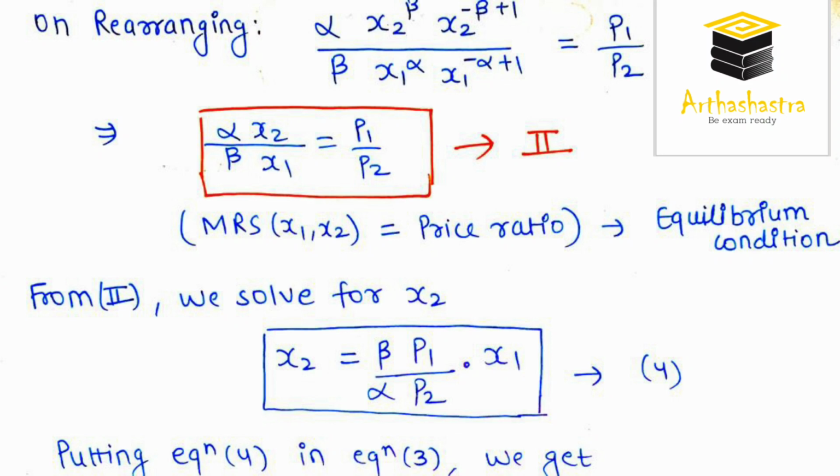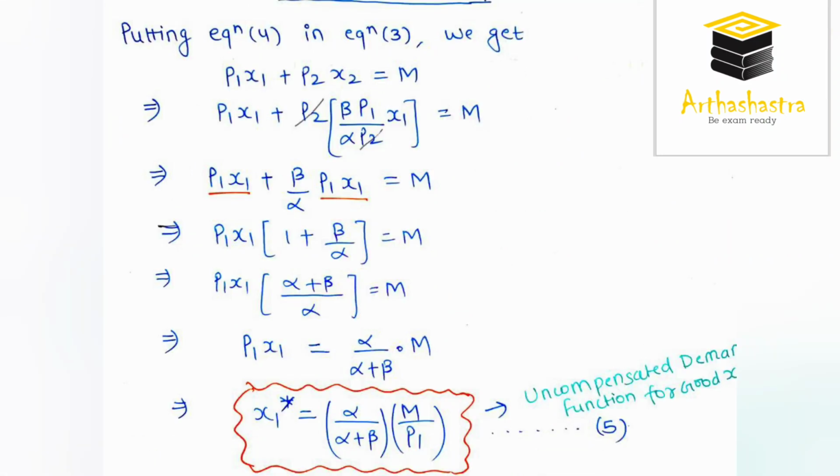Okay, now we solve for x2. We can solve either for x2 or x1. So I have solved it for x2. By rearranging the above expression, we get equation number 4, which is x2 equals beta by alpha times p1 by p2 times x1. Now to solve for x1, we will put this expression of x2 in equation 3.